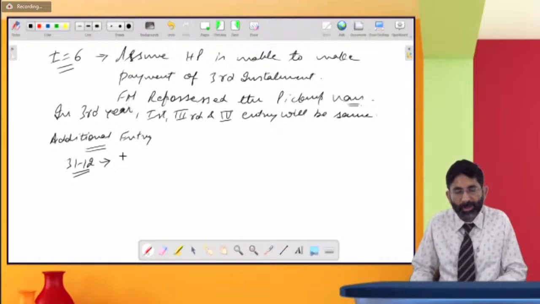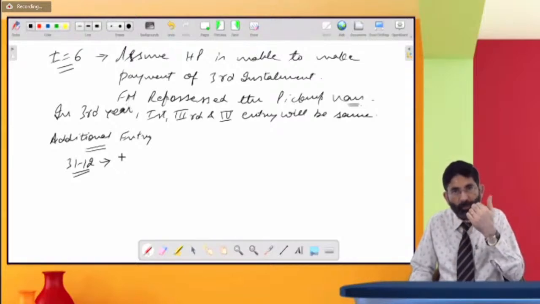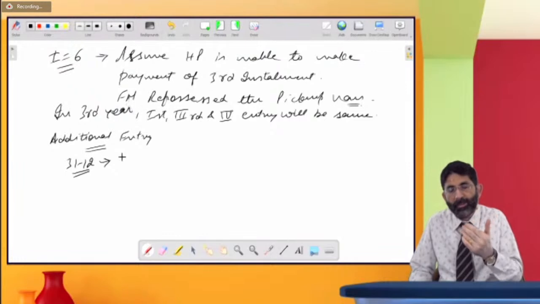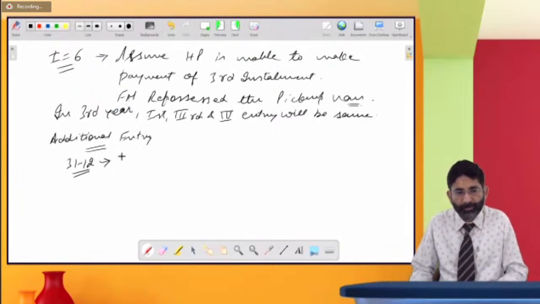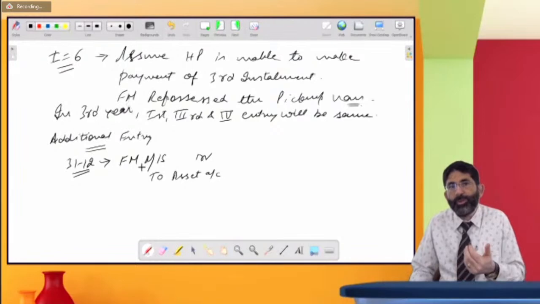Goods taken over by the vendor, and we have to pass entry in the books of purchaser first. Who is the purchaser? HP. He will pass an entry: FM Messrs debit to asset account, with how much value? Now, how much amount is due to FM?